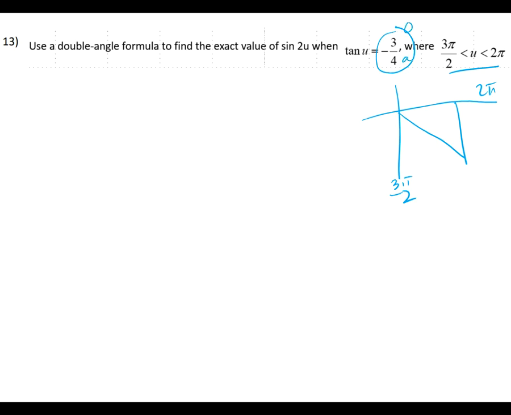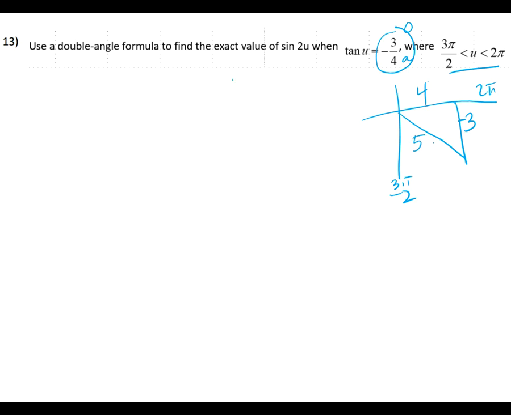Opposite over adjacent. So my opposite is 3, my adjacent is 4. Which one would be negative? 3, because that's the one that's going down in my triangle, right? And then 3, 4, what for the hypotenuse? 5. Good.